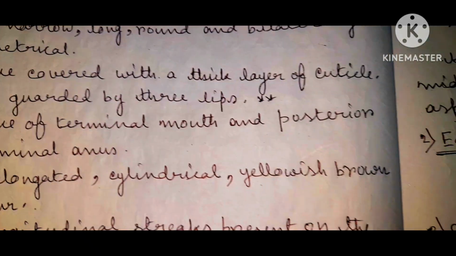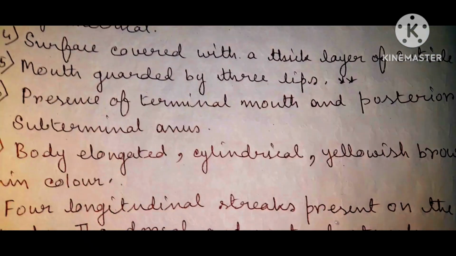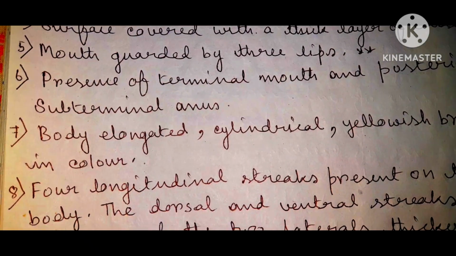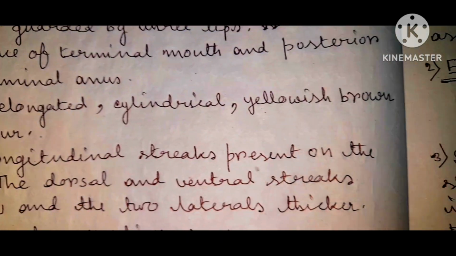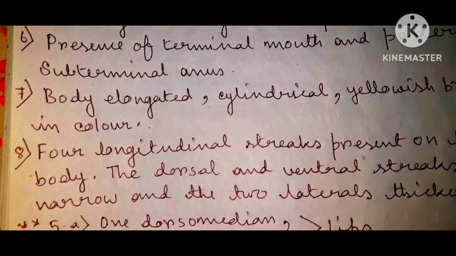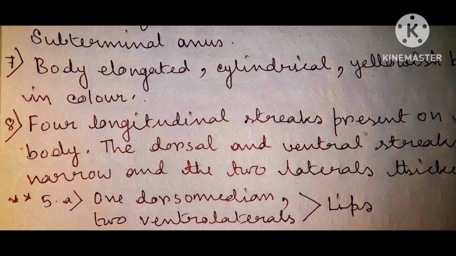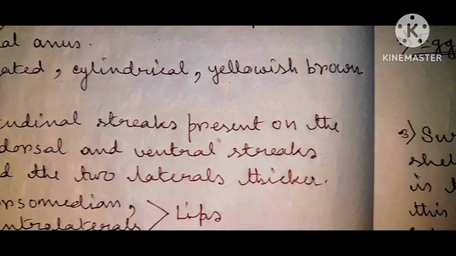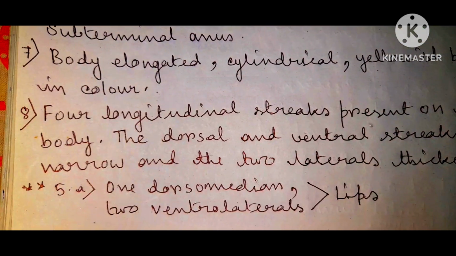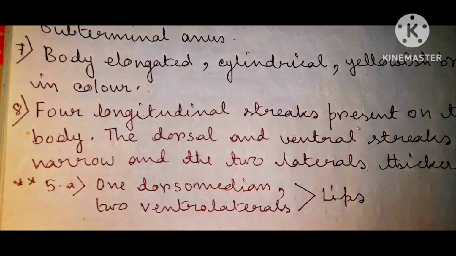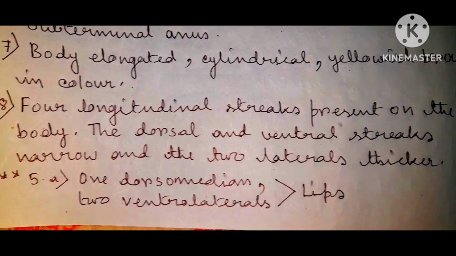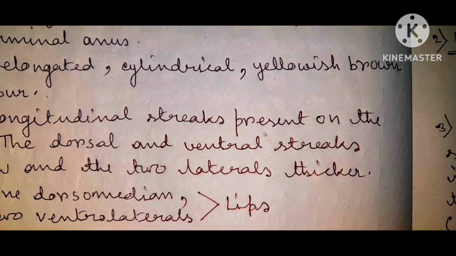Presence of terminal mouth and posterior subterminal anus. Body elongated, cylindrical, yellowish brown in color. 4 longitudinal streaks present on the body. The dorsal and ventral streaks narrow and the 2 laterals thicker.